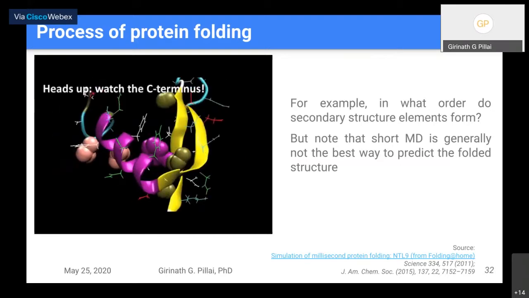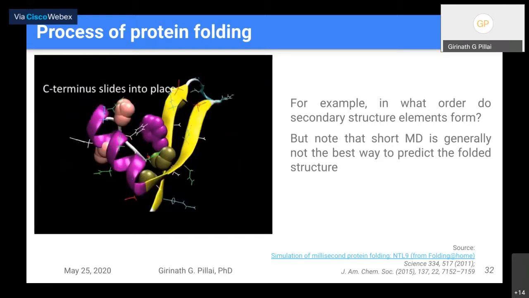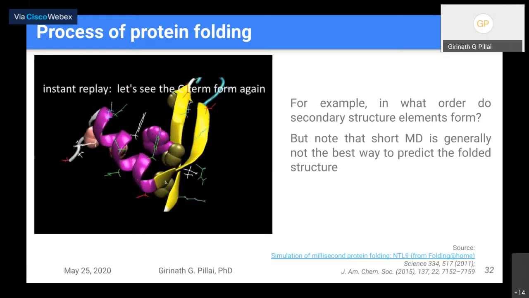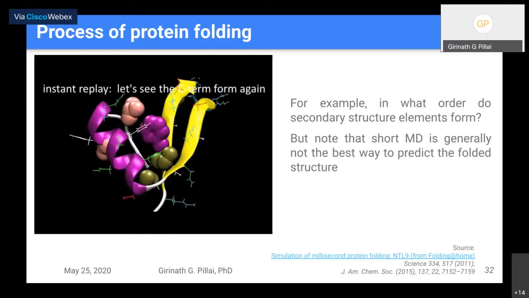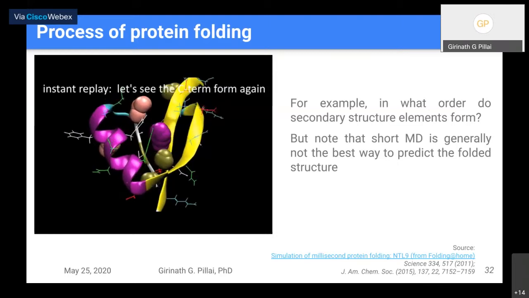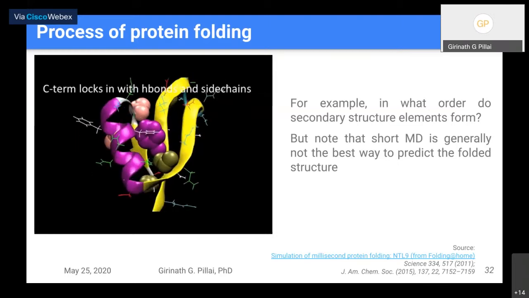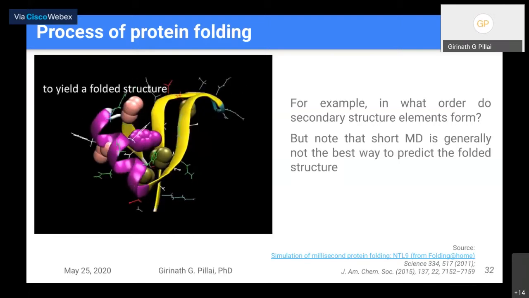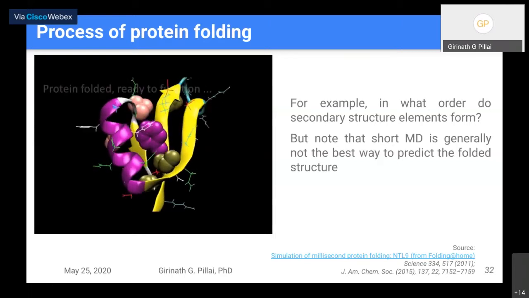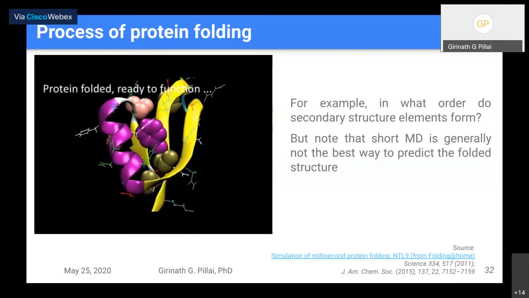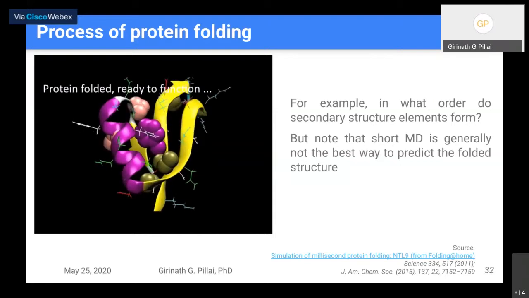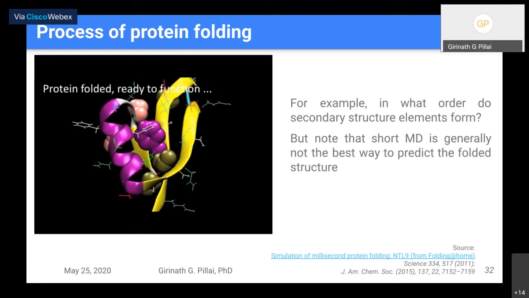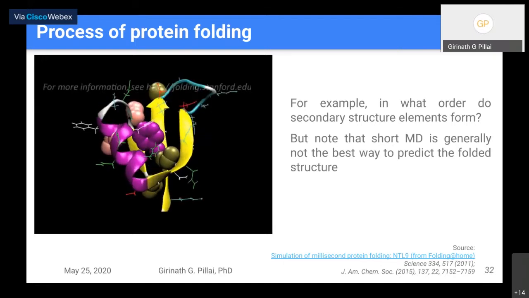You have to watch the N-terminus. The C-terminus also slides into place, and you can see the C-terminus forming. This could only be achieved with long-range simulations. They lock in with the hydrogen bonds and side chains, and yield a folded structure now. This is taken from Folding@home, the protein folding project, and I think they have used NAMD for this simulation. Okay, so now the protein is folded and ready to define its functions.